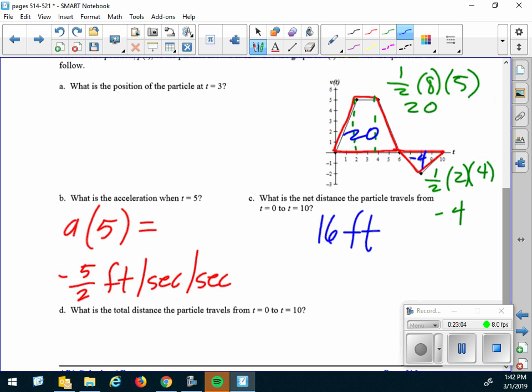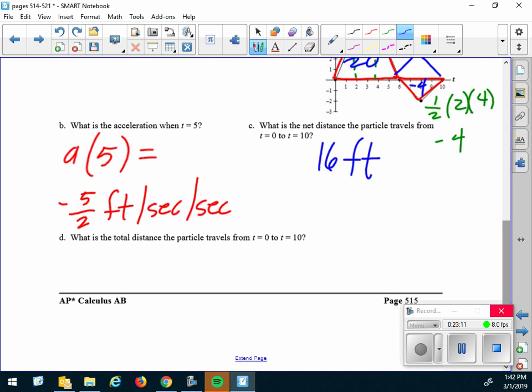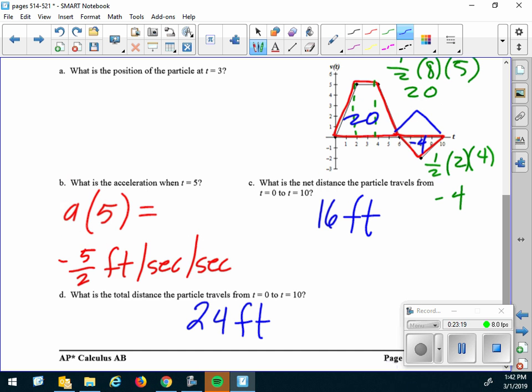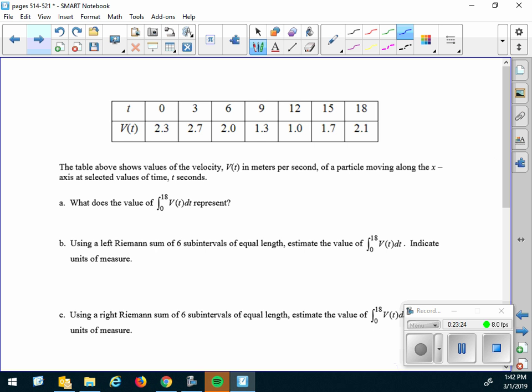24, because it would be 20 plus 4, because you'd have to flip this up over the x-axis. So 24 feet. If we are doing that, is it okay with this? Sure, because as long as you've shown that, that's not an issue.